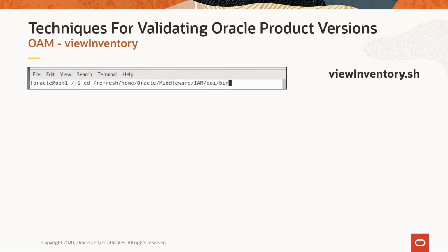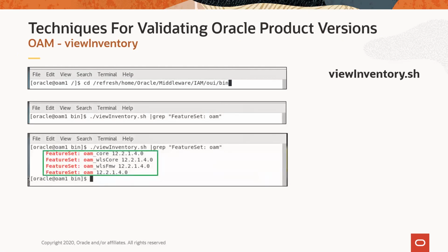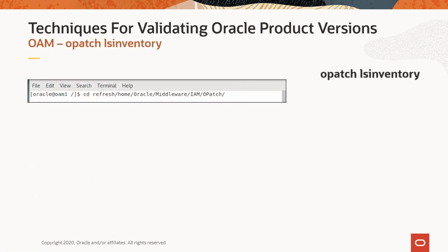To verify the OAM version, we will first use the viewInventory script. From a command prompt, change to the Oracle home OUI bin directory. Execute the command as shown. This returns the version 12.2.1.4.0.